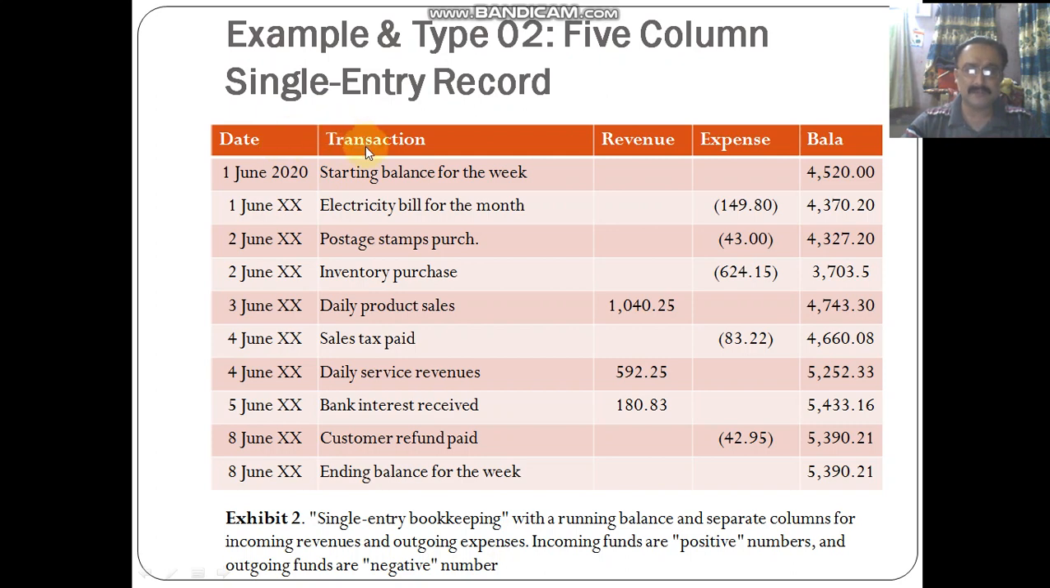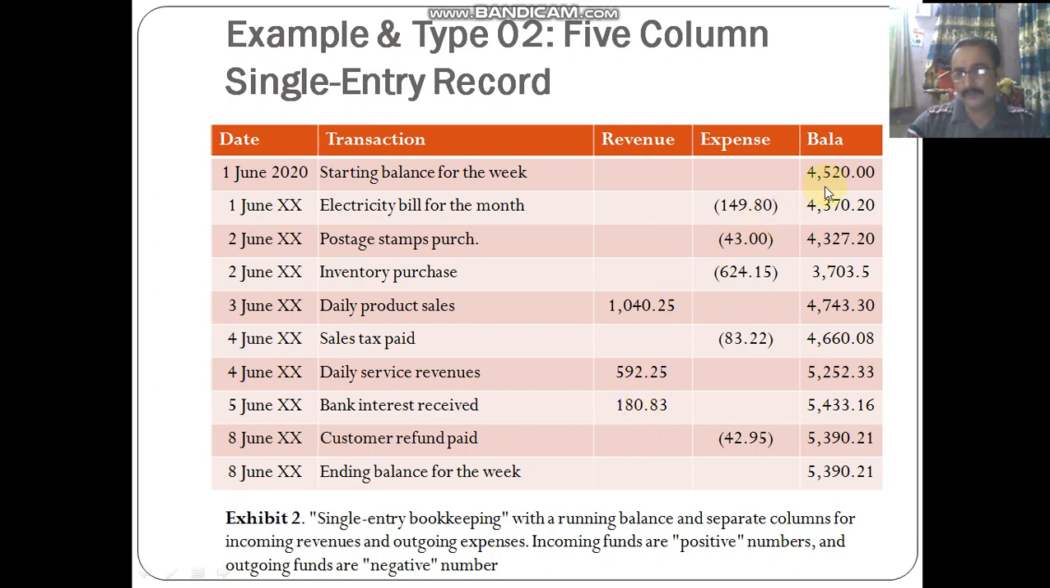Now moving towards another type, the five column single entry record, in which there are basically five columns: date, transaction, revenue, expenses and balance. I have quoted the same example, but there is a little variance. We keep the plus figures over here and minus figures over here. These are our expenses and these are our revenues. So this is another type of five column single entry record.